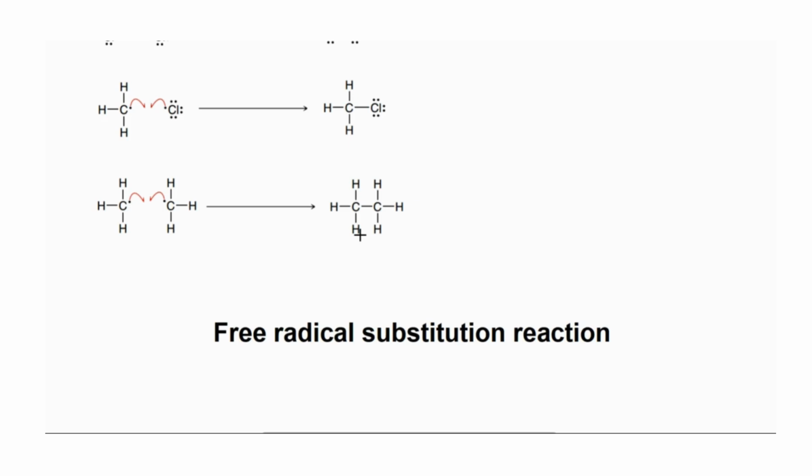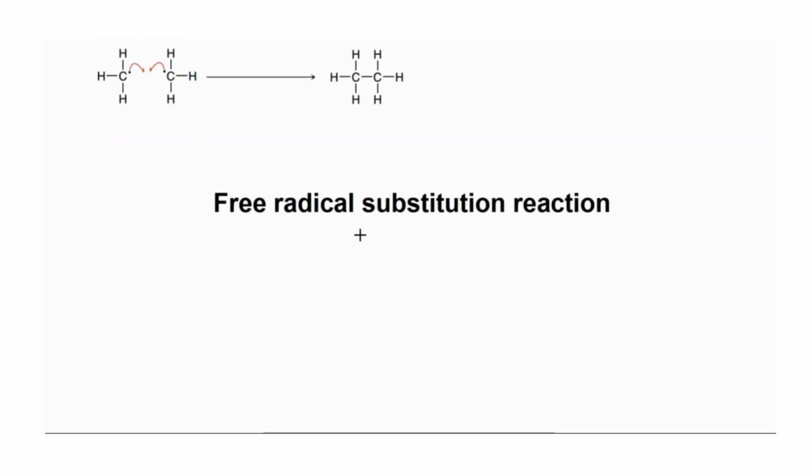Now you see, this overall reaction is called a free radical substitution reaction. Why do we call it the free radical substitution reaction? You take this methane. In this methane, the chlorine atom is substituted in the form of a radical. So this chlorine came in the form of a radical. That's why we call it a free radical substitution.